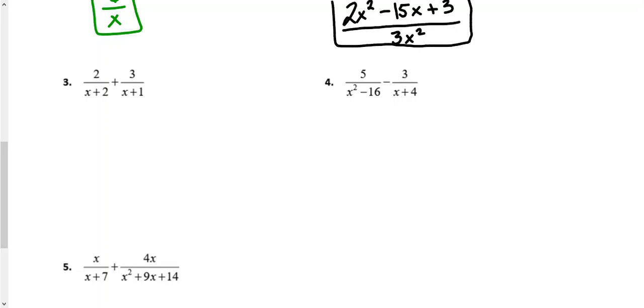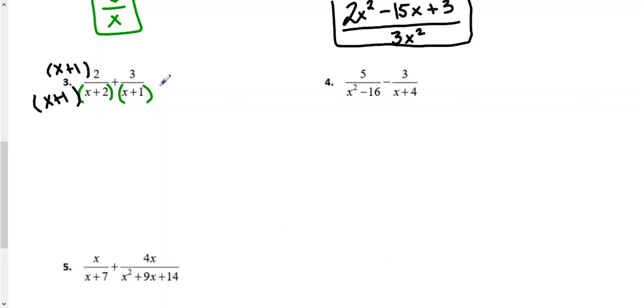Okay, problem number 3. Here we have two binomials. Whenever we have an addition or a subtraction sign, we have to keep these together. So we're saying this first fraction has an x plus 2 on the bottom, and the second fraction has an x plus 1 on the bottom. So I need to multiply this first fraction by x plus 1. So now they both will have an x plus 1. And again, top and bottom.